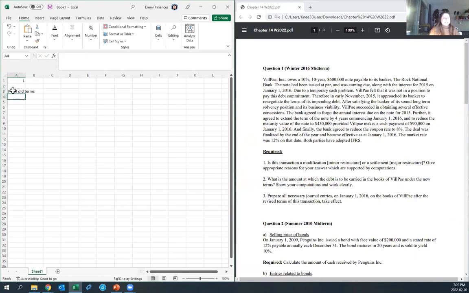So what they're saying to us here, we have the face value, well, the maturity value, and they're telling us that it was coming due on January 1st, 2016. So it's the present value right now in November. So you still have 1 interest period. So you're going to have your face value of existing notes, which is going to be the 600,000.